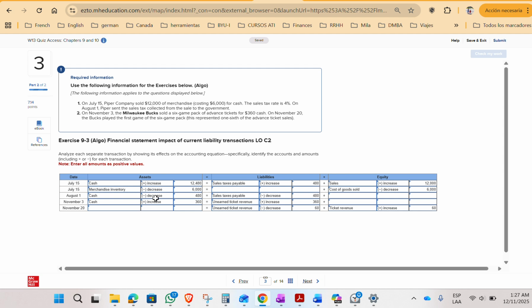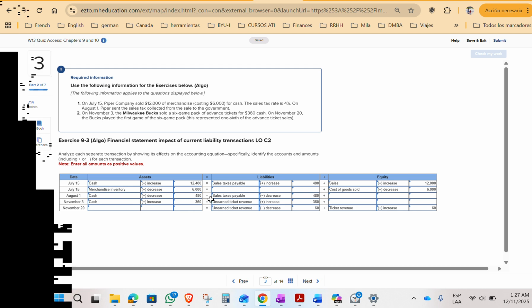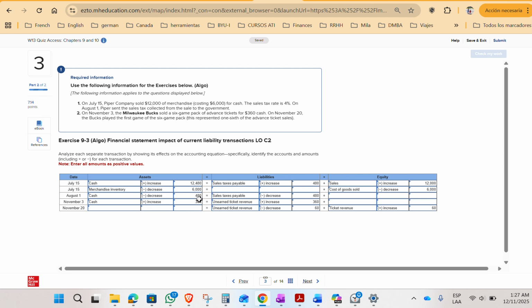On August 1st the cash decreased because we need to pay the government 480, and so we have a decrease in the sales tax payable too for the same amount. On November 3rd, we have the cash that increased by 360, and so we have an unearned ticket revenue for the same amount. And in November, we have an earned ticket revenue for 60, and the ticket revenue as a real revenue increases by $60. Thank you.